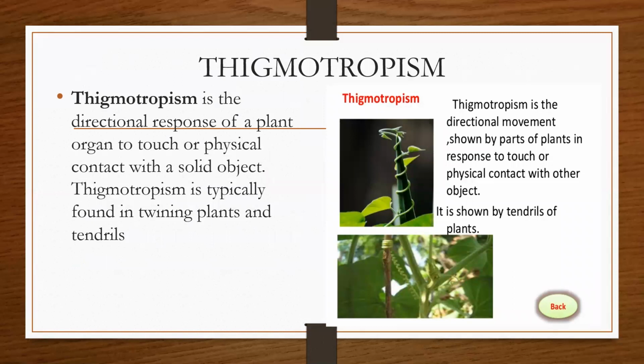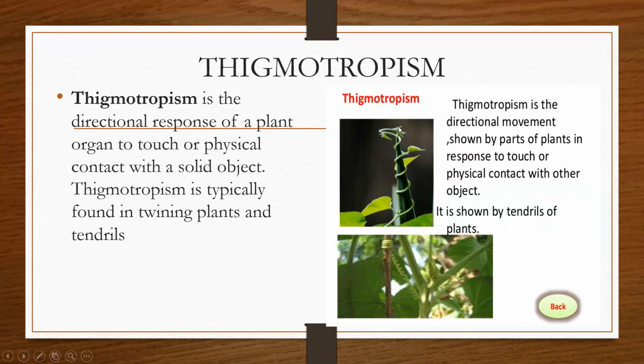Now I go to the next one, which is thigmotropism. The growth movement of plants in response to the stimulus of touch is called thigmotropism. That means a directional response of a plant to touch or physical contact. Plants such as sweet pea, cuscuta, and vines have tendrils. Do you see the tendrils here? These are tendrils which coil around other plants in response to a one-sided contact or touch.